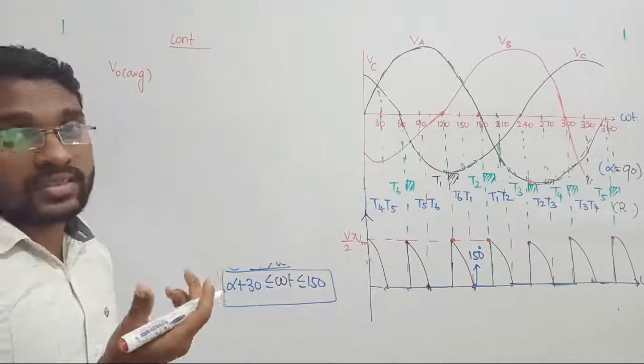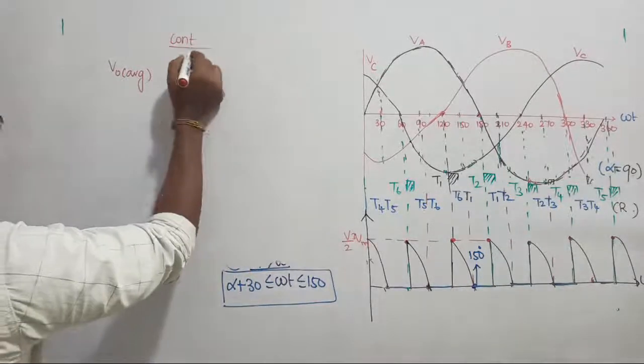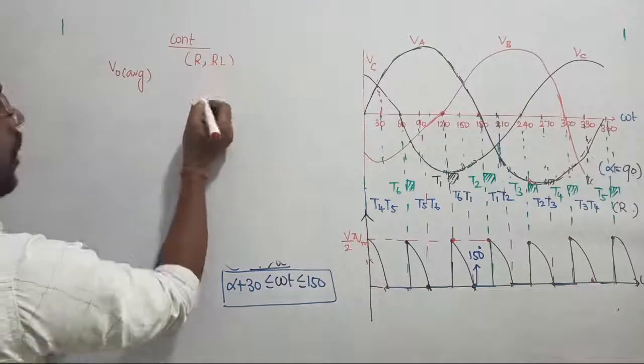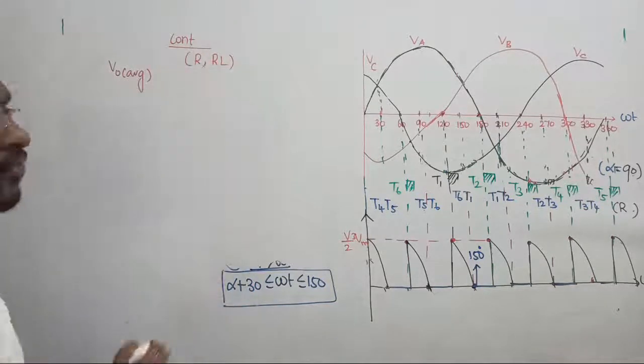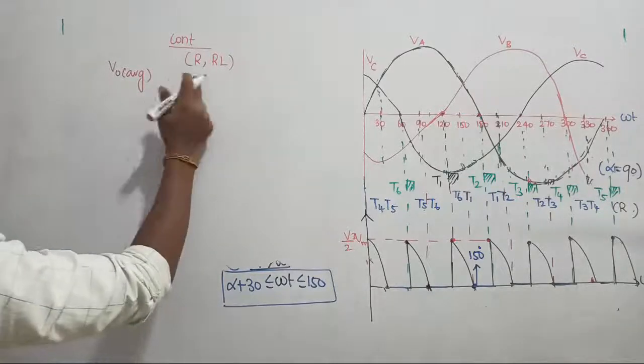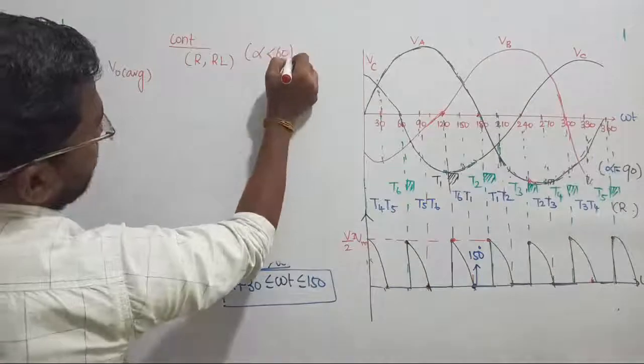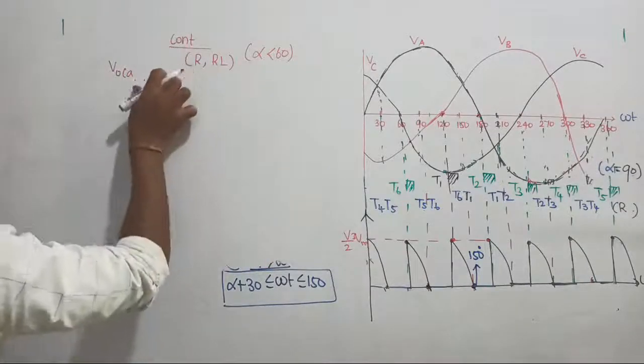But if you have a resistive load, then for continuous connection we keep two cases. One is R load and the other is RL load. For RL load, the formula you calculate is the general formula. Whereas for resistor load, continuous connection is possible only when the value of alpha is less than 60 degree. Shall we estimate? Let us go ahead.